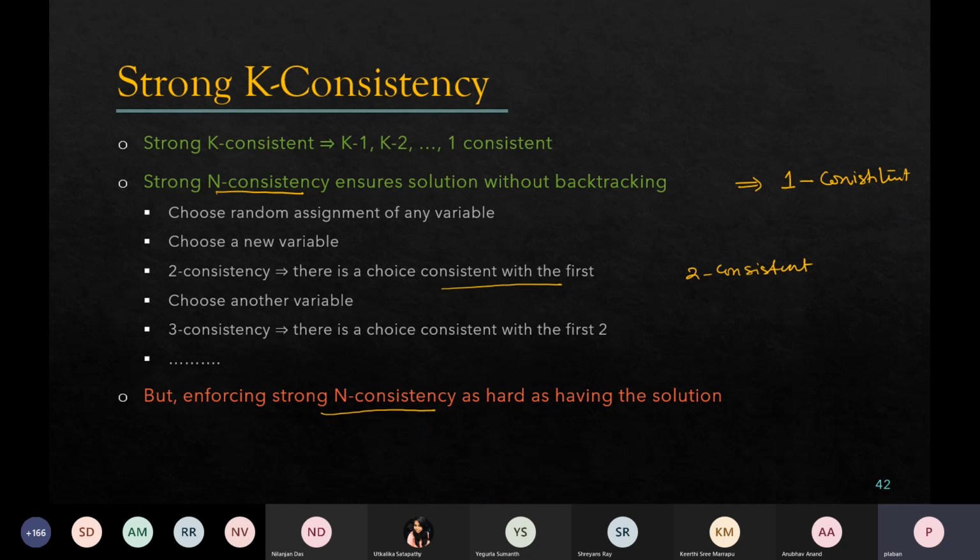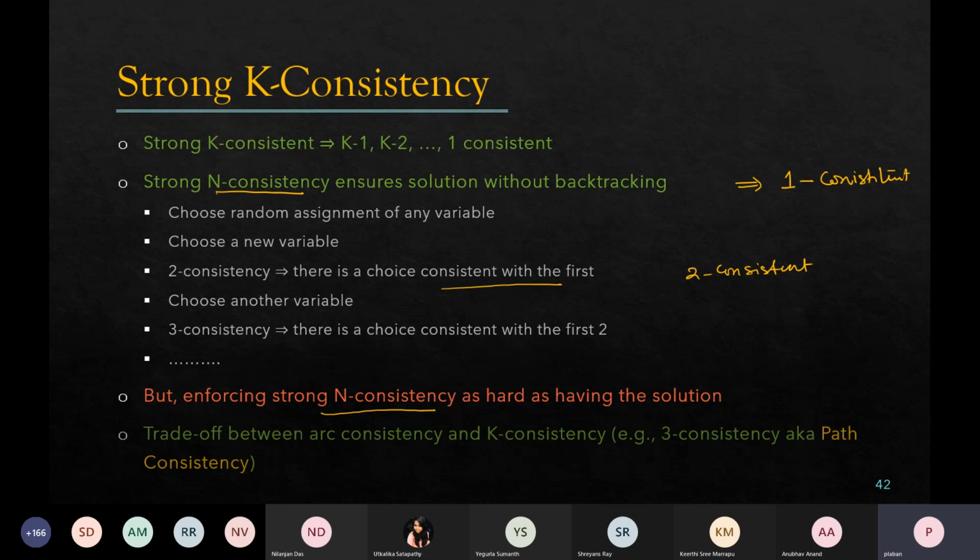But the point is, if we try to enforce strong inconsistency, then that is as hard as solving the problem or having the solution. So though theoretically it is good, practically, if we want to design an algorithm for establishing strong consistency, that is as hard as solving the problem. And we know that in the worst case, we have an exponential time to solve this CSP kind of problem, right? So what do we do?